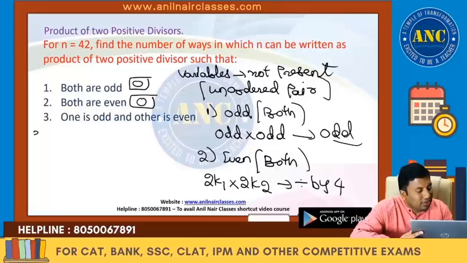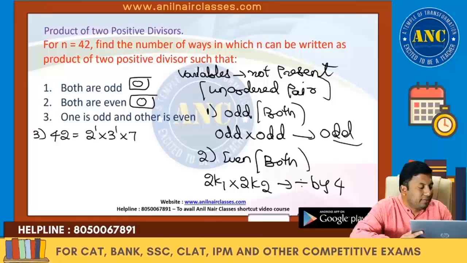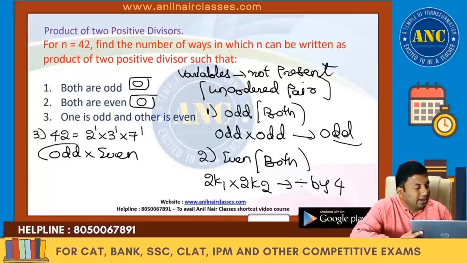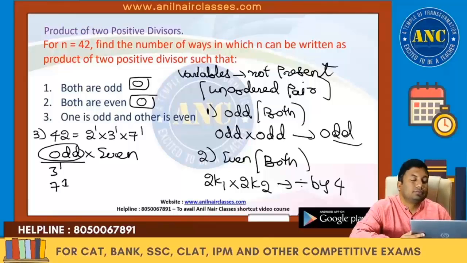Third question, one is odd, another is even. So 42 is nothing but 2 into 3 into 7. That means here it is odd into even. Here I can take odd numbers. The odd numbers that can be taken are nothing but 3 power 1, 7 power 1. Yes or no? So it is 3 into 14. It is 7 into 6.